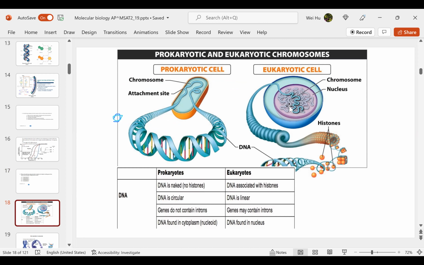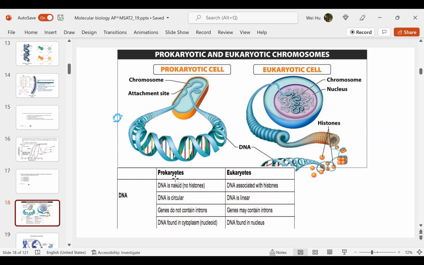For eukaryotic cells, you have a linearized structure. For your chromosome, your DNA is associated with histone protein, and your DNA is a linearized structure. Your genes may contain introns, non-coding sequences. Remember, we just talked about this: in human, only 2% of DNA is coding sequence, so 97 or 98% are introns. Your DNA is in the nucleus.